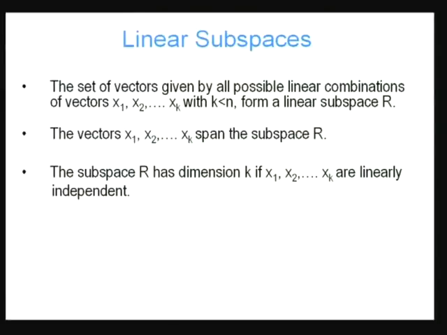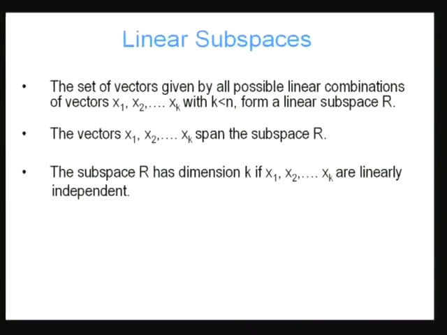Next, we want to talk about linear subspaces. The set of vectors given by all possible linear combinations of the vectors x1, x2 through xk with k less than n forms a linear subspace R, and the vectors x1, x2 through xk are said to span the subspace R. The subspace R has dimension k if x1, x2 through xk are linearly independent. That is, the subspace Rk has basis vectors x1, x2 through xk.